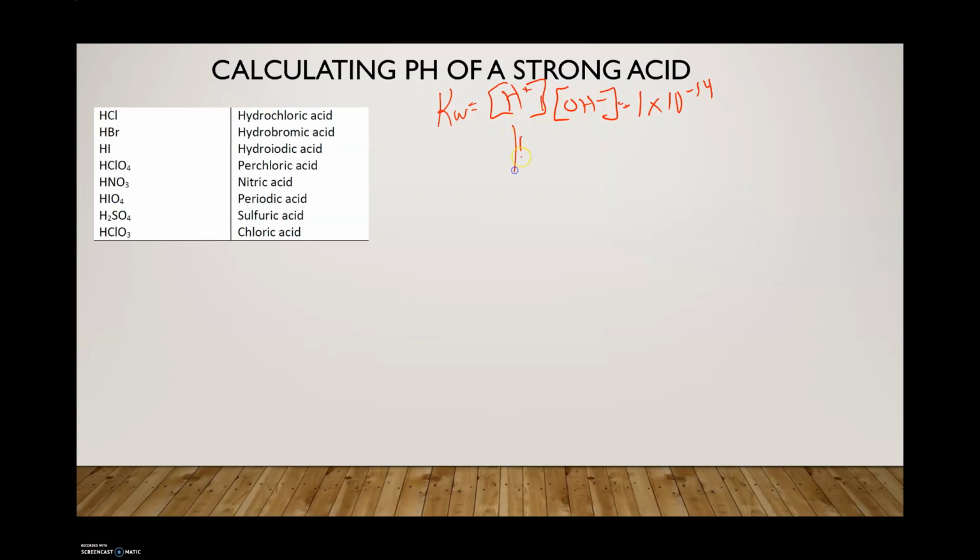So stemming from that is the hydrogen concentration. The hydrogen concentration is equal to 1 times 10 to the negative 14 divided by the hydroxide concentration. Now, if you don't know the hydroxide concentration, well, it depends on the question. Most likely, since we're working with strong acid, we don't have to worry about the hydroxide concentration.